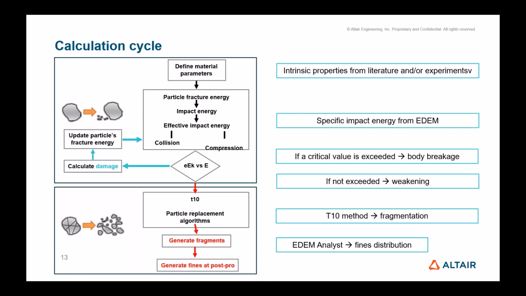Looking at the bottom left of the screen, if we have enough energy to break the material, what we do is we go through the T10 replacement algorithm, and we find the right fragments for this breakage event, and we replace the original particle by the selected fragments, and we carry on with the simulation. The loop starts all over again, and we always keep calculating whether we have breakage or not.